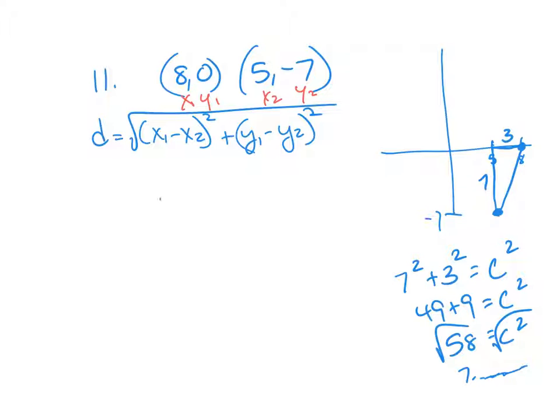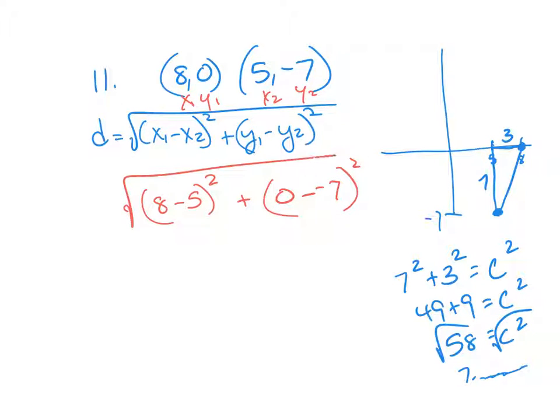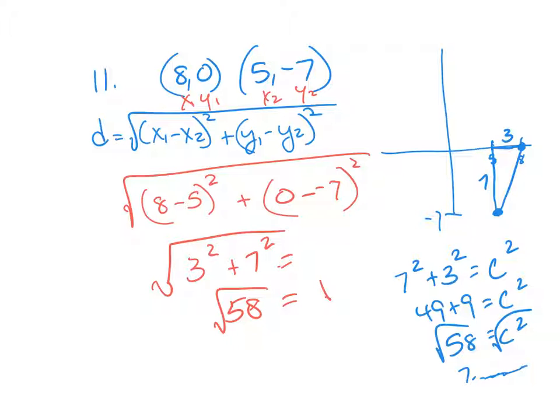So we have 8 minus 5 squared plus 0 minus -7 squared, all under the square root. You put the inside of the root in the calculator first, and you're going to get 3 squared plus 7 squared. This is going to look really familiar, right? And so that's going to be 9 plus 49, so it's 58 equals the distance.